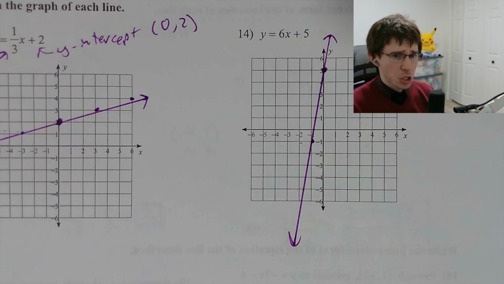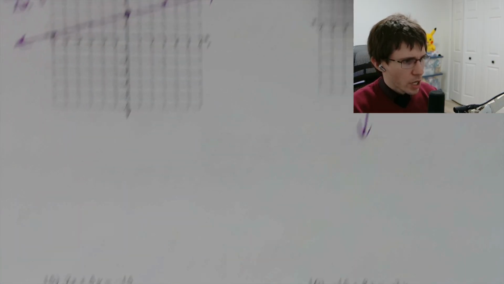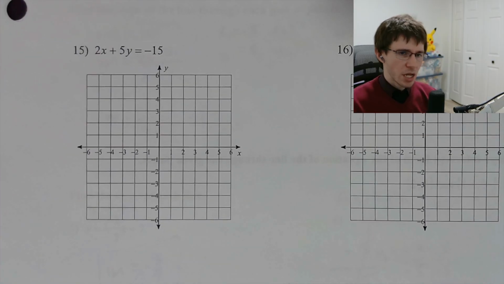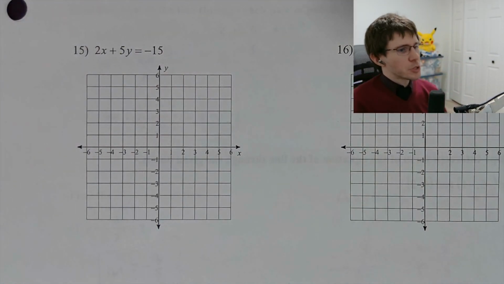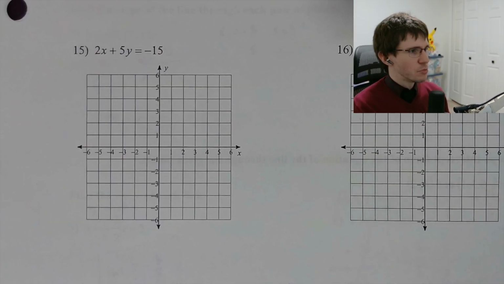Let's go ahead and do a question in a different way. Another way you're allowed to do these questions is by creating an XY table. The XY table is almost always going to be easiest if you plug in 0 for X. This is not always true. It's just a generally true statement.